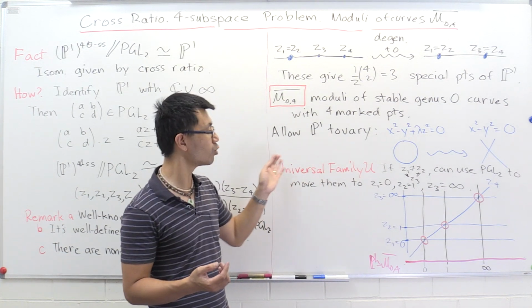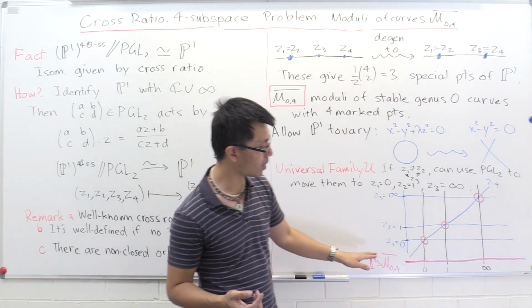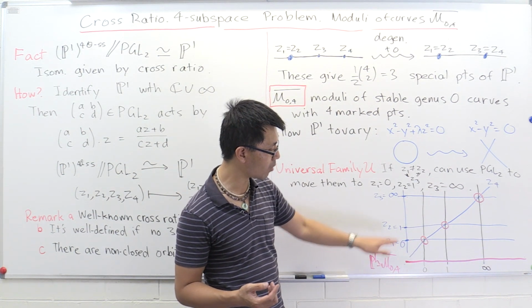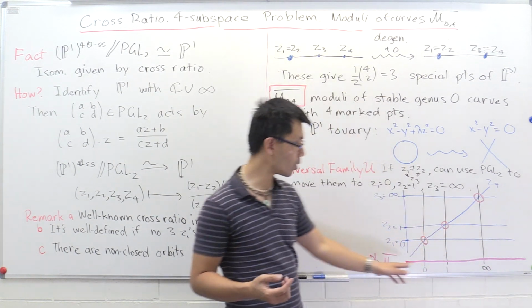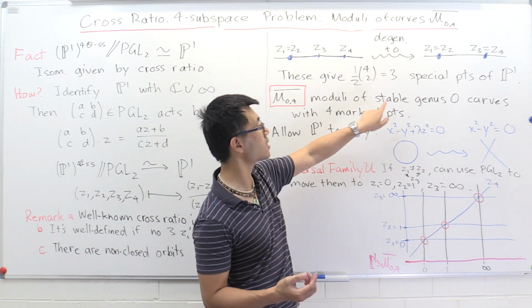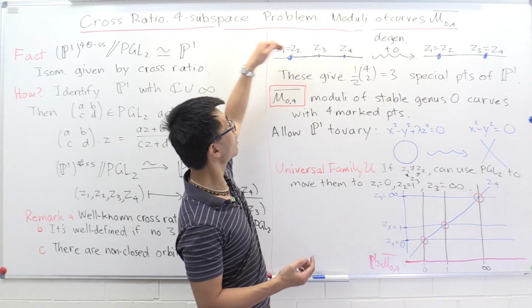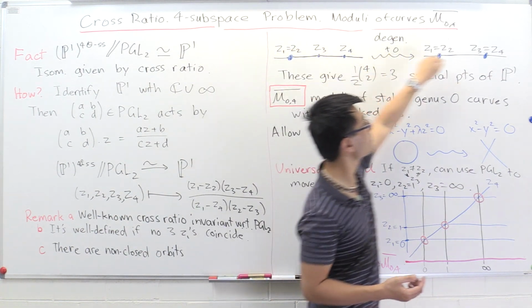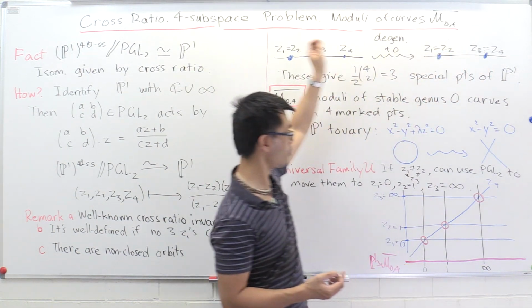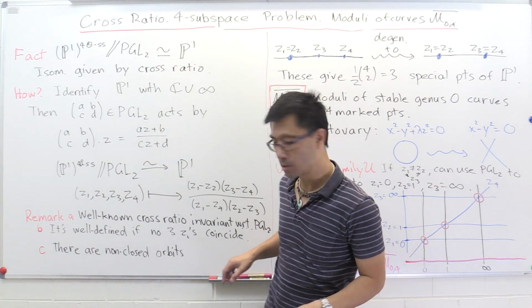What I'm going to do is draw the universal family U. So what do I mean by universal family? The moduli here is going to be P1. So here's my P1. And what does it mean to be a moduli? It means that for each point of this P1, I'm going to give you a stable genus 0 curve with 4 marked points. Here the curves I'm going to give with the black lines, and the markings are with blue. So let's just pick one example.